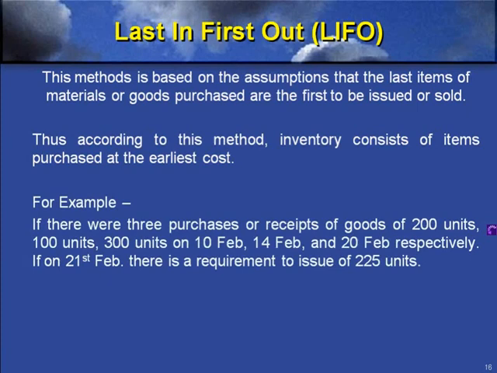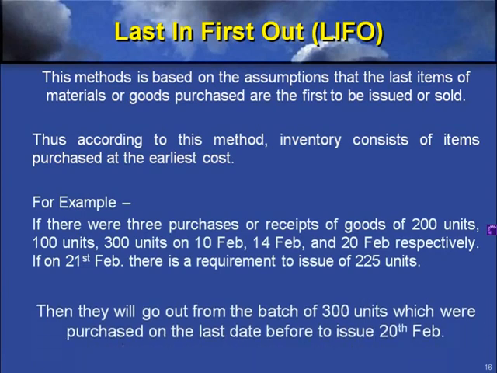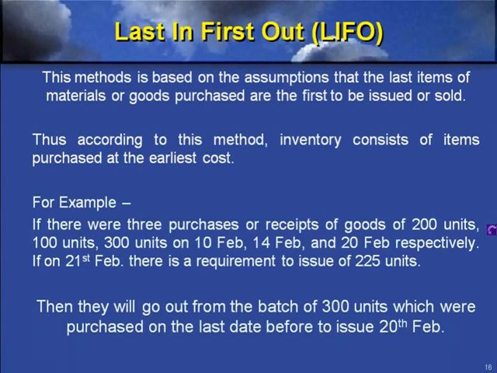Again, we will take the same example we discussed for the FIFO method earlier. We received three categories: 200 units, 100 units and 300 units on 10th, 14th and 20th February. If we need to issue 225, in this case the answer is that 225 units will go out from a single batch of 300 units which we received on 20th February.